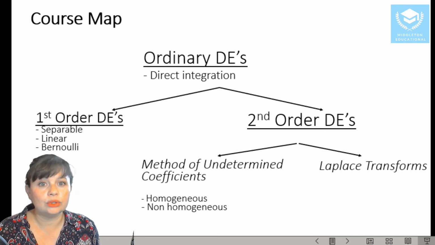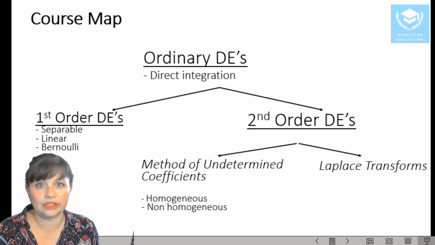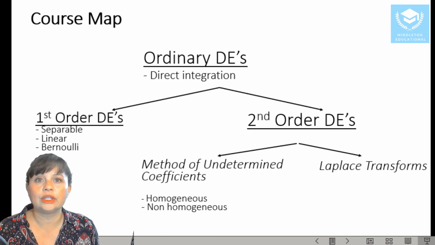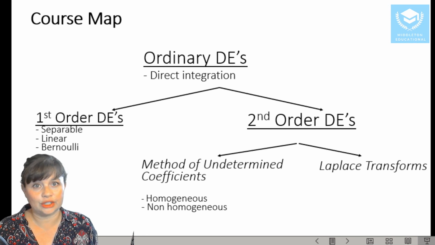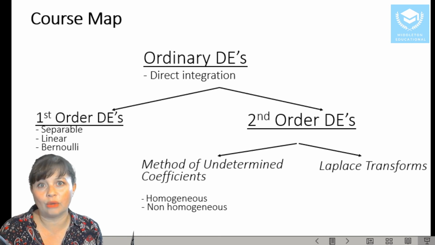And then we will also look at the second order differential equations. The two methods we're going to learn are method of undetermined coefficients and Laplace transforms. Now Laplace transforms you can actually use for first order differential equations as well, but in this course we're only going to be looking at it for second order differential equations. And under method of undetermined coefficients, we're going to be looking at homogeneous and non-homogeneous differential equations. I'll speak about what those two are and what the differences are between them.